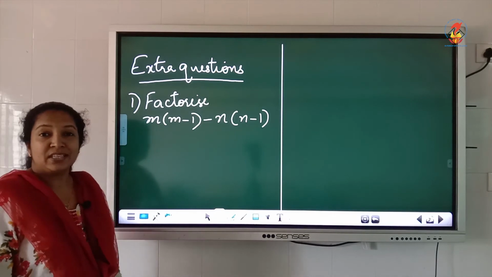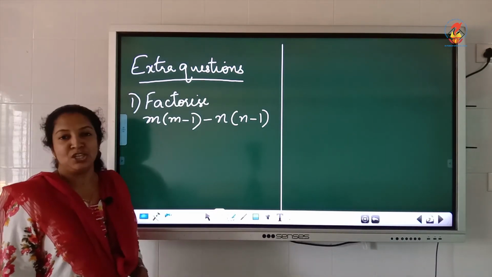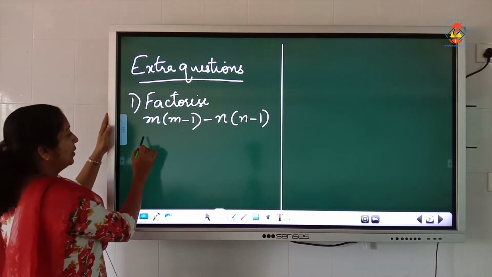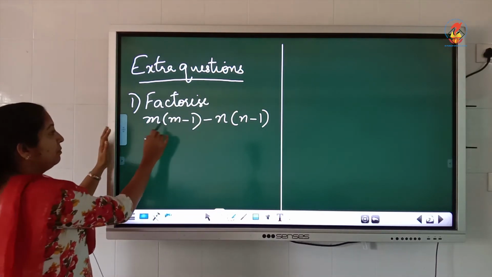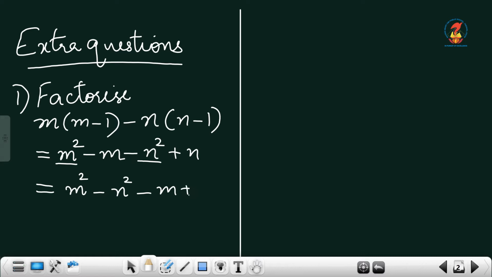Extra questions. Factorize m(m minus 1) minus n(n minus 1). So we can write this as m into m, m square minus m minus n square plus n. What we can do is combine these two: m square minus n square minus m plus n.